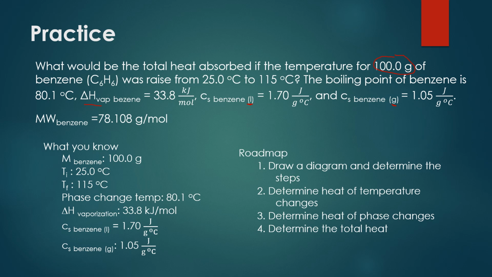Next, once you have the diagram drawn, determine the heat of the temperature changes. So anytime you see on the diagram that you drew a diagonal line, that means the temperature was changing. And then step 3, determine the heat of phase changes. So anytime there's plateaus on your drawing, where the heat energy going into the system is going towards changing that phase and not changing the temperature. And then the last step is to add all of those heats together to determine the total heat.